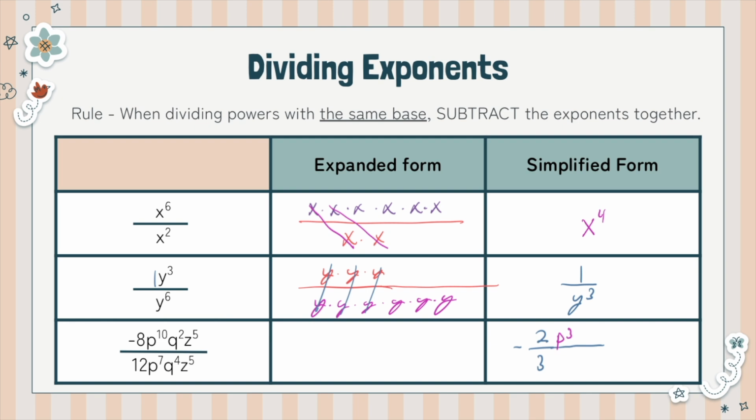Then we've got q to the second, q to the fourth. The q to the fourth is bigger, so on the bottom we'll have q to the second. And then we've got z to the fifth over z to the fifth. Those are going to cancel out because they're both z to the fifth power. They're going to cancel out to give us 0. So our final answer is -2/3, p to the third power on top, q to the second power on the bottom. Now let's go ahead and look at our next rule.